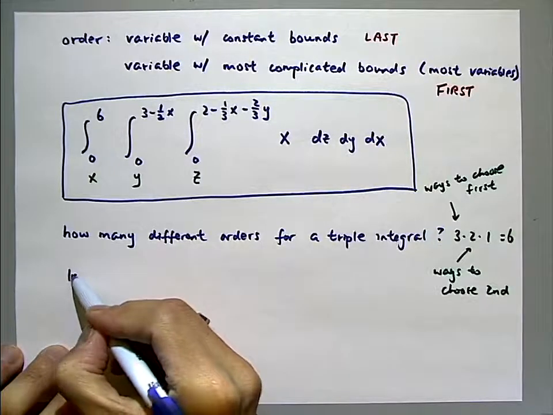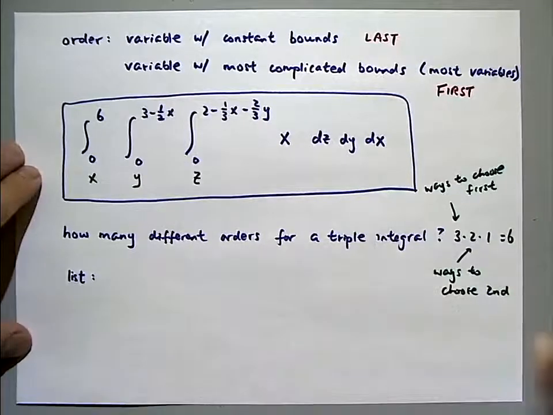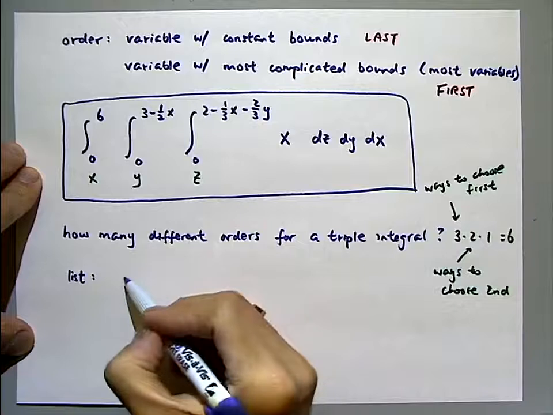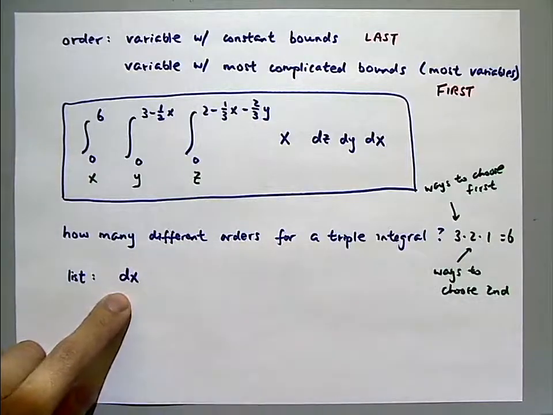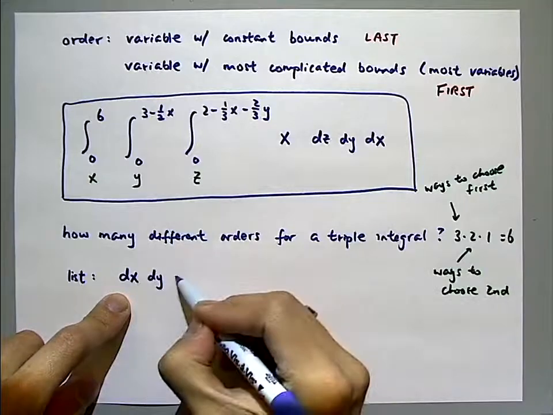Let's list the 6 different orders we get. 3 choices for the first one. So let's start with dx. I've made a choice for dx. Now I have 2 choices for the next one. I'll choose dy, dz.